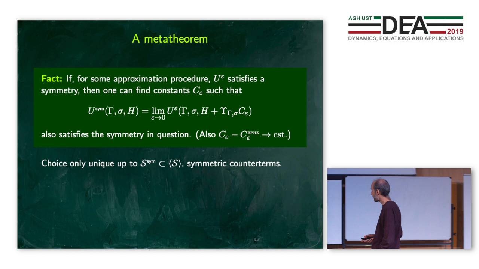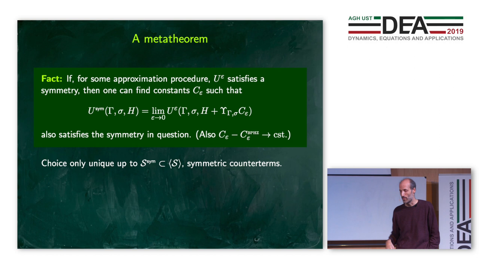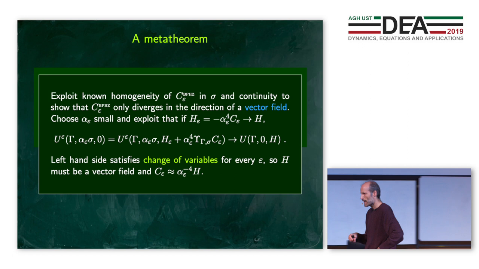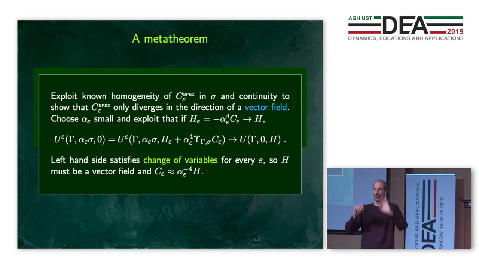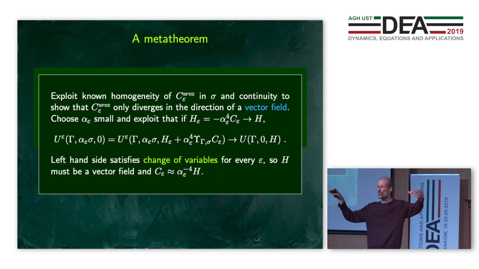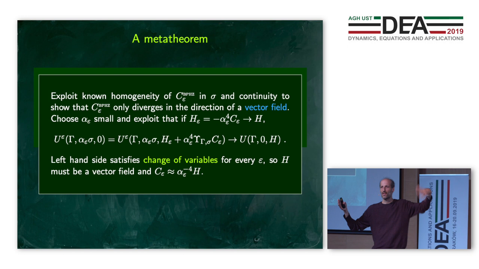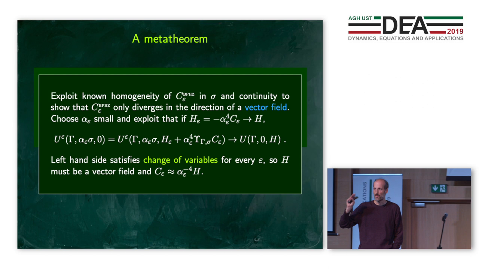Now, this meta-theorem is actually extremely easy to prove with a couple of ingredients, like the ones I had on the previous slide. So let me actually show you the proof. What we do is we exploit the fact that these things are quite explicit. In particular, we know the homogeneity of the counterterm in sigma. Most of these trees that I showed you had four leaves, which basically means that this gives you terms that are four-homogeneous in sigma. So if I multiply sigma by some constant alpha, the corresponding counterterm will be multiplied by alpha to the four. Okay? And we also remember we had this very strong continuity property.